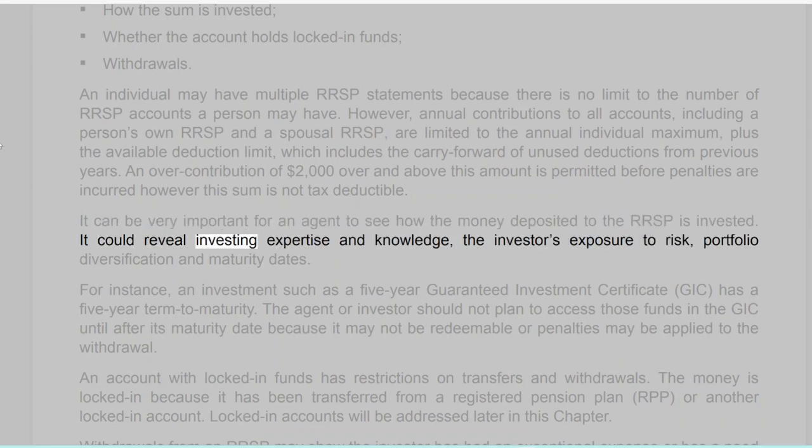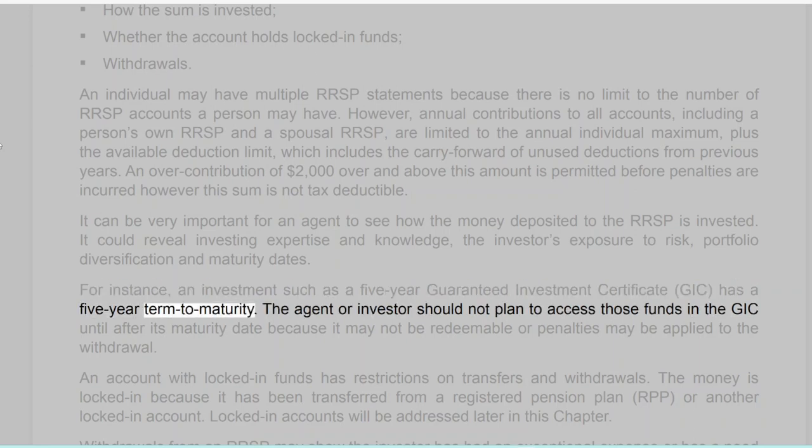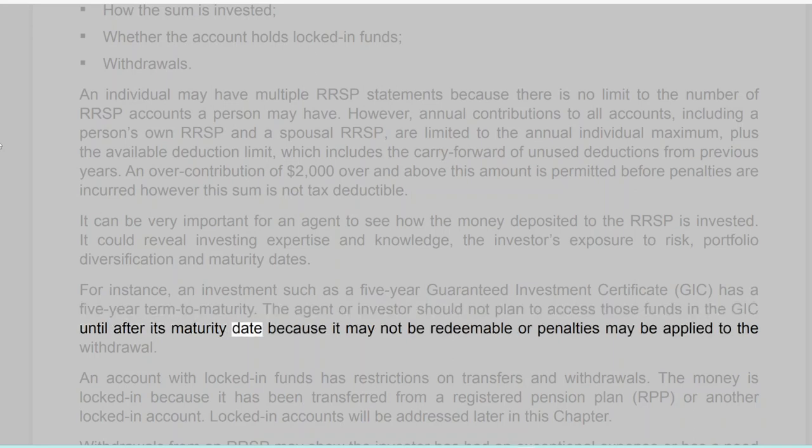It can be very important for an agent to see how the money deposited to the RRSP is invested. It could reveal investing expertise and knowledge, the investor's exposure to risk, portfolio diversification, and maturity dates. For instance, an investment such as a 5-year guaranteed investment certificate, GIC, has a 5-year term to maturity. The agent or investor should not plan to access those funds in the GIC until after its maturity date because it may not be redeemable or penalties may be applied to the withdrawal.